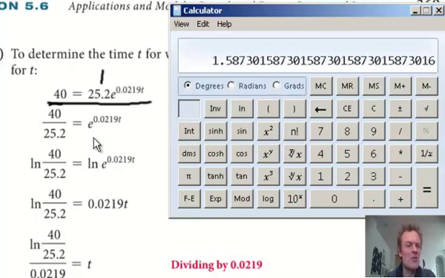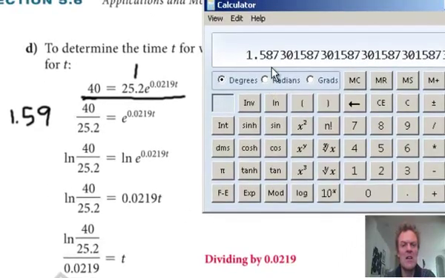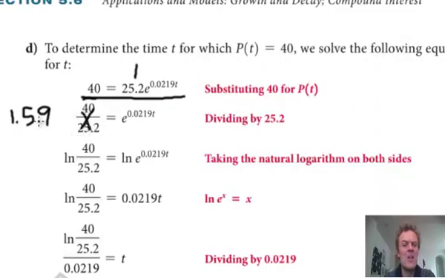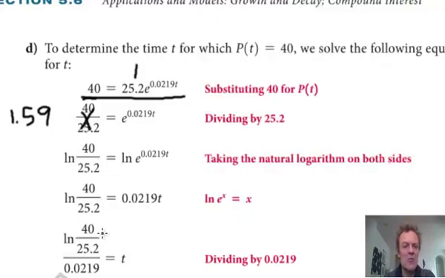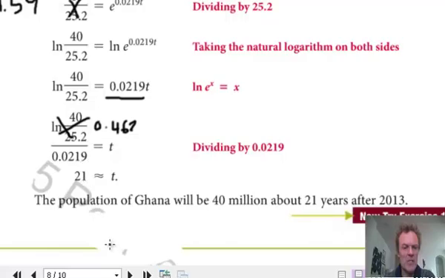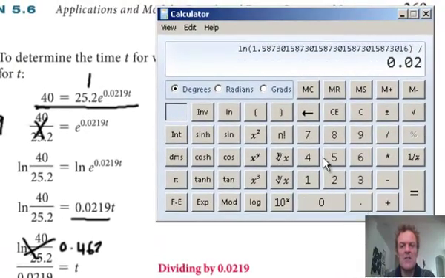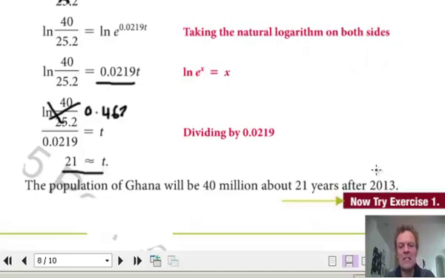And then we natural log that. Again, remember we log both sides. I would write 1.59 approximately. On the calculator, 1.587. The natural log of 1.59 is 0.462. So I would write this as 0.462. Now remember, you divide by the number next to the letter. You put that in your calculator: divide by 0.0219 equals, what's that, 21.1. About 21 years. So 21 years later, in other words 2034. So that's the year it will reach 40 million.